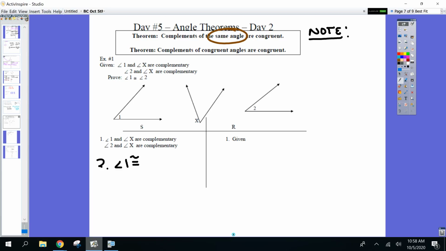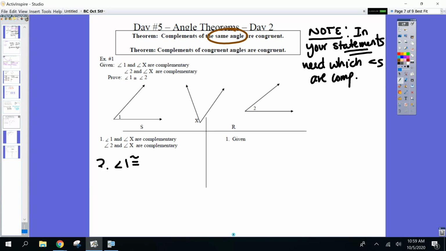Same thing here. Before you use any complementary theorems, guess what's got to be in your statements? What angles are complementary, all right? So in your statements, you need which angles are complementary first. Okay? Before you use any of these theorems.